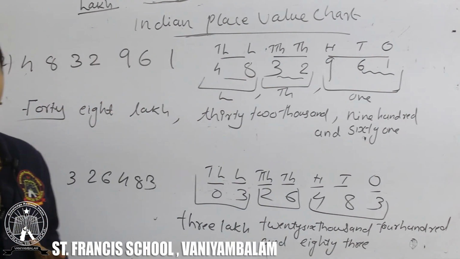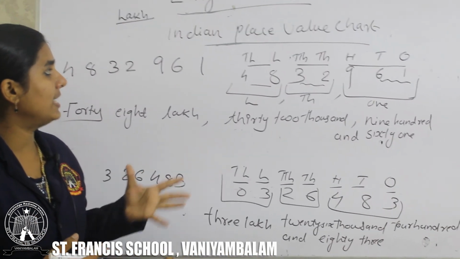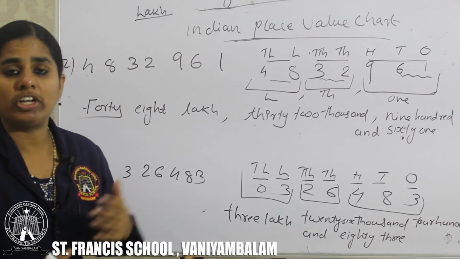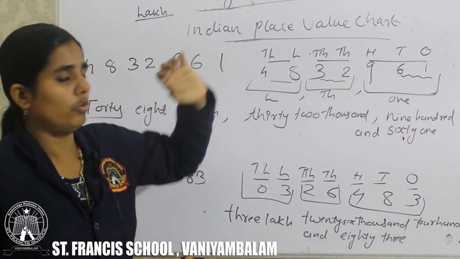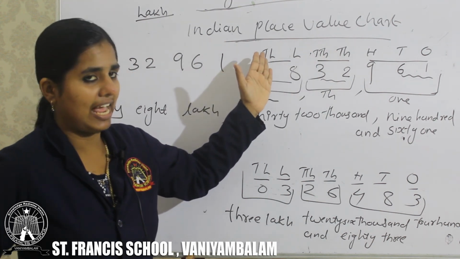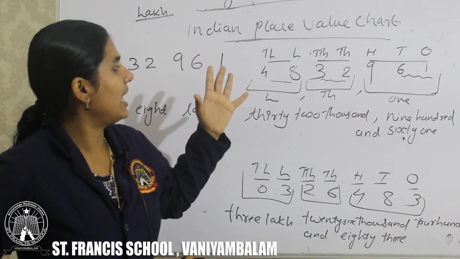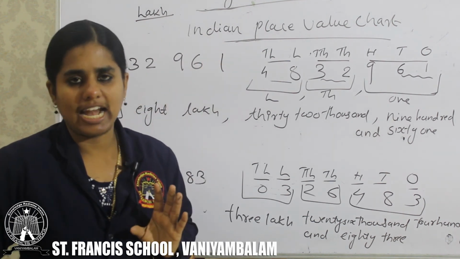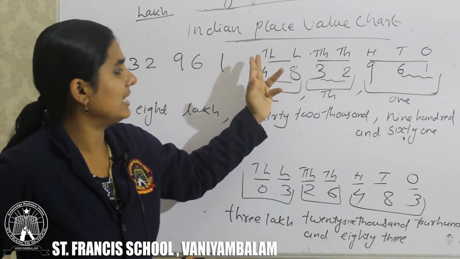Okay, then I hope you understand how to write the number names of large numbers in the Indian system of numeration, according to the Indian place value chart. We know the place value chart of the Indian system of numeration: ones, tens, hundreds, thousands, ten thousands, lakh and 10 lakh. Left of 10 lakh we have crore. But in this year we want to study up to which number? 10 lakh, only 10 lakh.